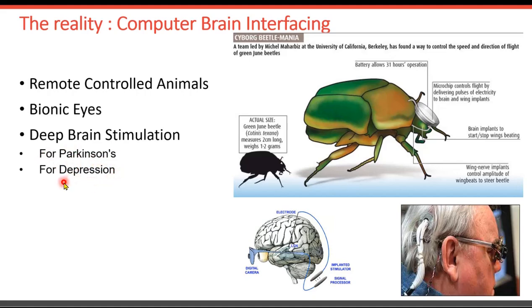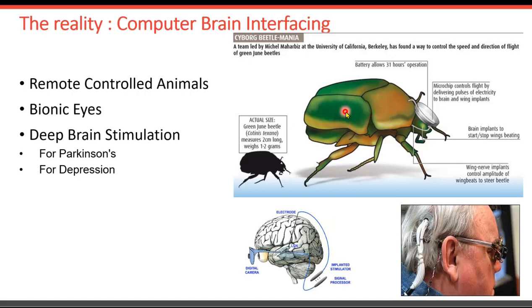One example of remote controlled animals was done by University of California, Berkeley, Professor Maharbiz. What they tried to do is control this beetle, the green June beetle, by electrically stimulating the wing nerves of this beetle. So they could control the speed and the direction of the flight of these green June beetles.